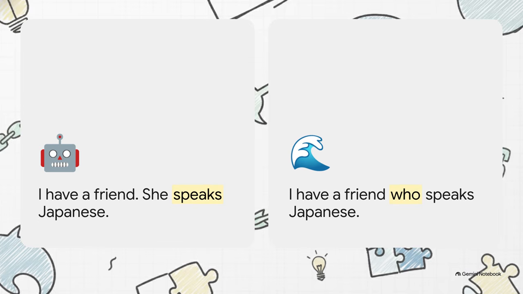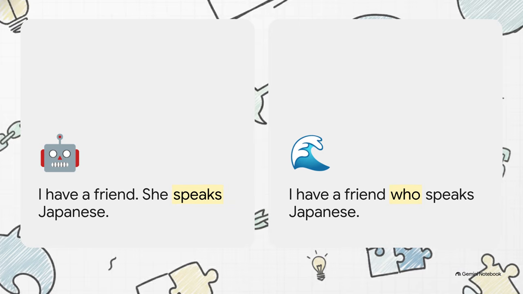Take a look at these two sentences. I have a friend, she speaks Japanese. Right? Does it get the point across? Sure, absolutely, but it sounds kind of choppy, doesn't it? Almost like a robot is talking. Now contrast that with this one. I have a friend who speaks Japanese.